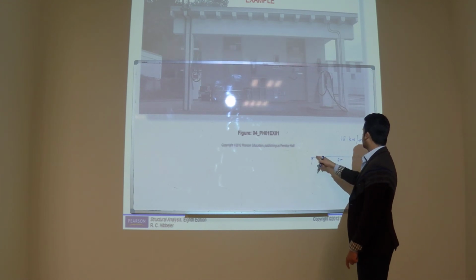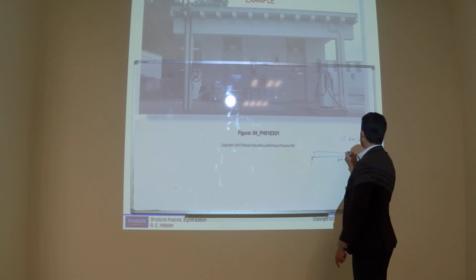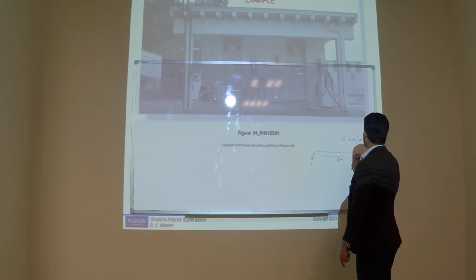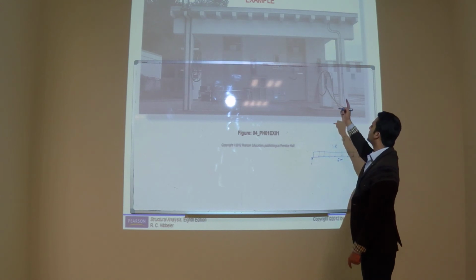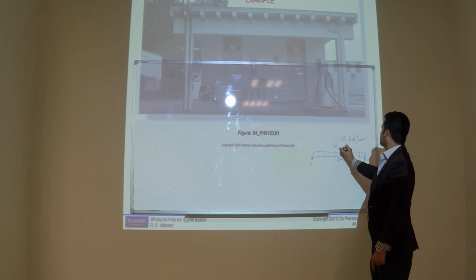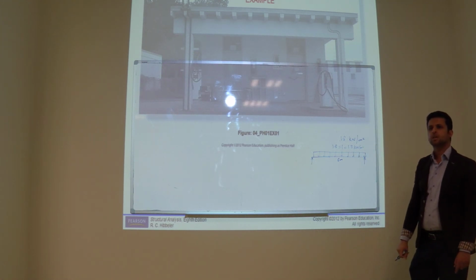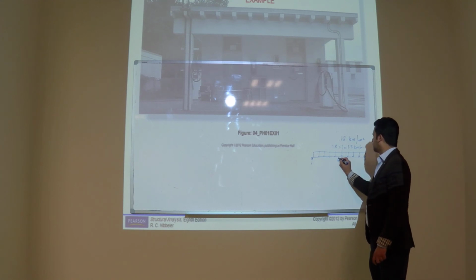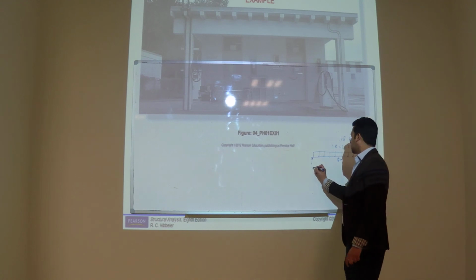How much is the load on the roof per length? It will be a UDL, but how much will that be? 1.8 into 1, since 1 meter is the spacing between the beams. So it will be 1.8 kilonewton per meter. How much will this reaction be? Multiply by the 8 meter distance, then by 4: 1.8 into 4 is 7.2.